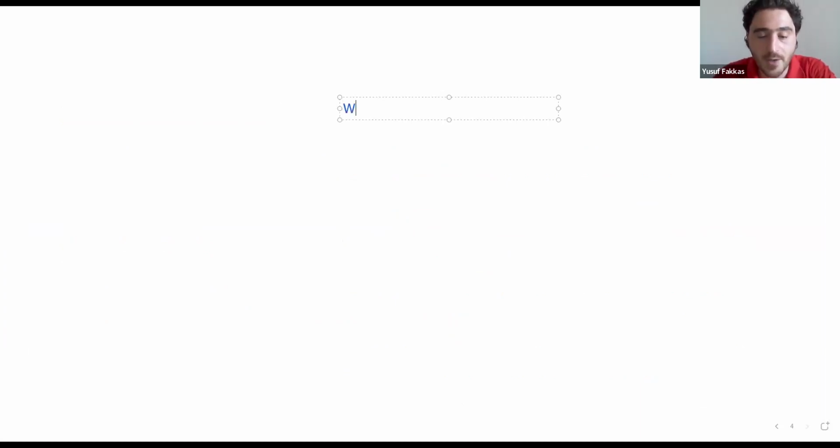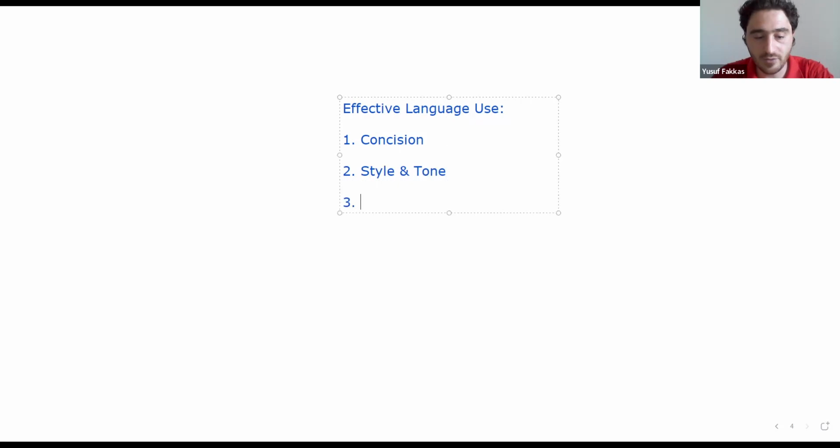All right, so now we are in the area of effective language use. We said we have 4 areas. First one, concision. We already covered redundancy and wordiness. 2, we have style and tone, which is the formality of the language. We already covered that. 3, we have syntax, which is combining sentences together, and we already covered that. But now we have number 4, which is precision.